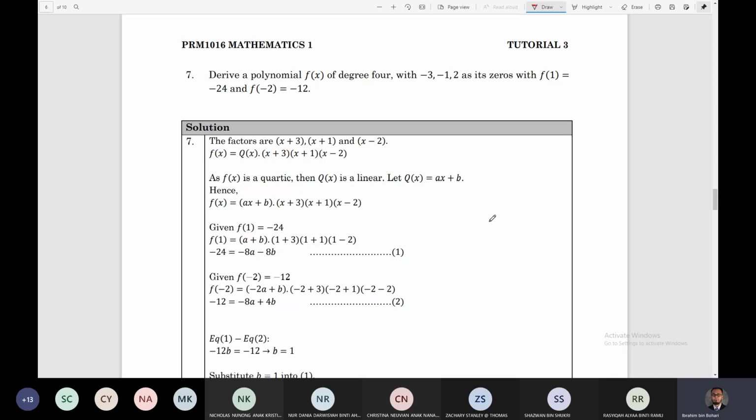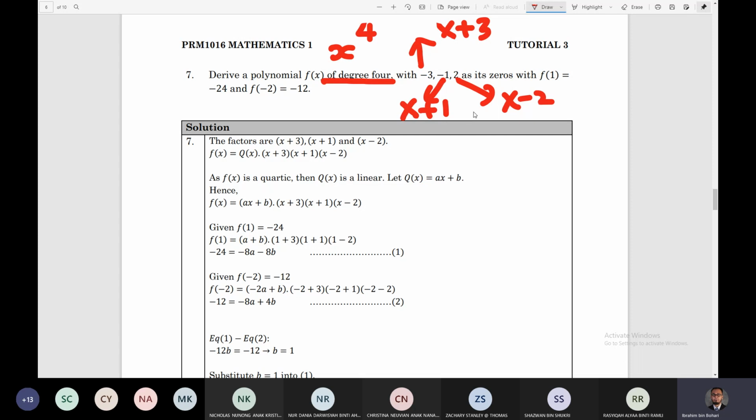Question 7, polynomial f(x) of degree 4, x power 4, and zeros negative 3, negative 1, and 2. So the first factor equals x plus 3, the second factor x plus 1, and the third factor x minus 2. Three factors. And f(1) equals negative 24, and f(negative 2) equals negative 12. So f(x) equals q(x) times x plus 3 times x plus 1 times x minus 2.